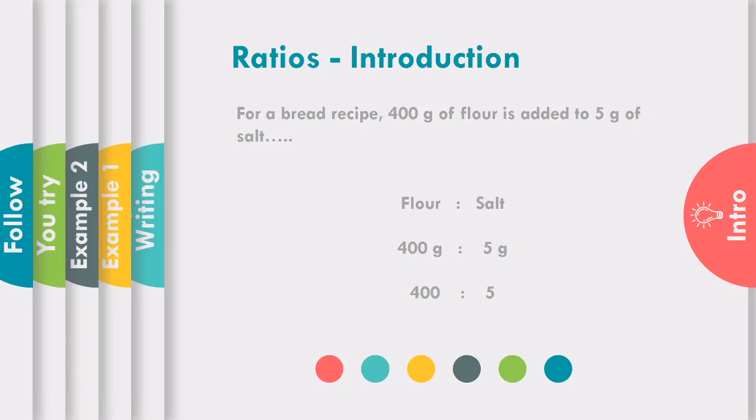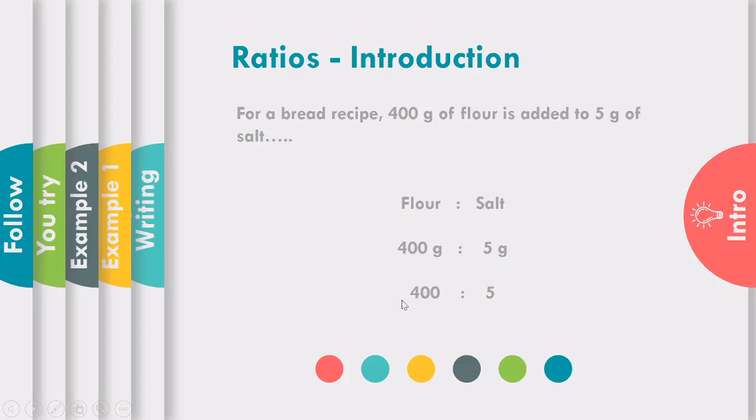For example, when we're baking bread, we might use a recipe where we need 400 grams of flour and we add that to 5 grams of salt. And guys, this is an example of a ratio. The ratio of flour to salt is, well, we've got 400 grams of flour and 5 grams of salt, so our ratio is 400 to 5. Our ratio of flour to salt is 400 to 5, and this is how we write it.